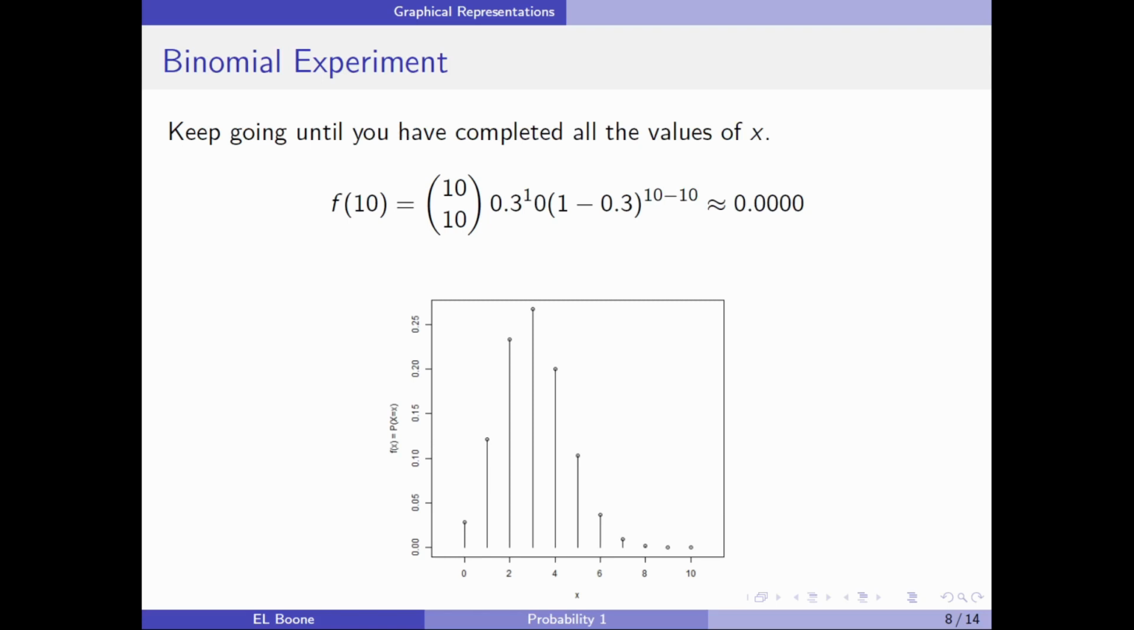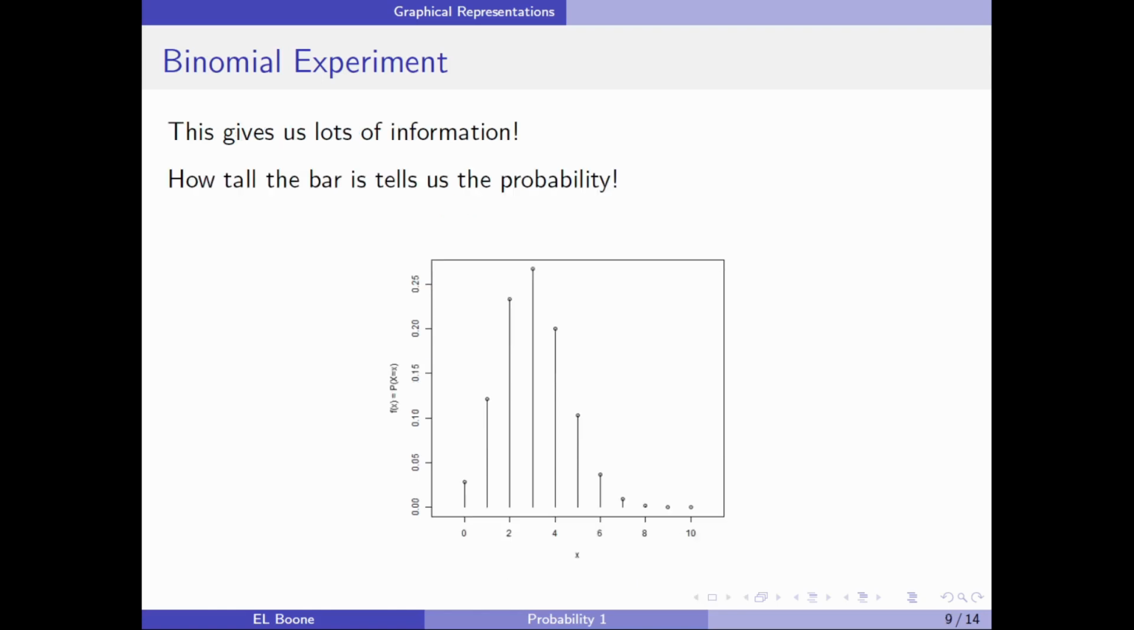Now, if we go through and do all 10 values, you can see the 10th value is really, really small. It's not exactly 0, but it's really close to 0. I think it's 6 zeros before your first number, something like that. So here's what the entire distribution looks like, and this gives us the ability to really look and see what's going on. For example, how tall the bar is tells us the probability. We don't even need to read it so much as look at them relative to other ones. So look at x equals 3. It has the highest probability, and we can just pick that out.